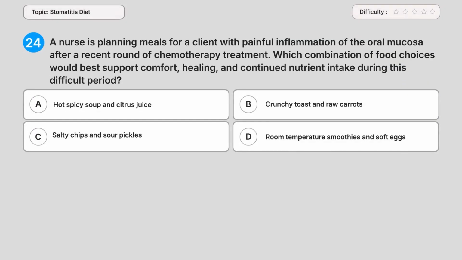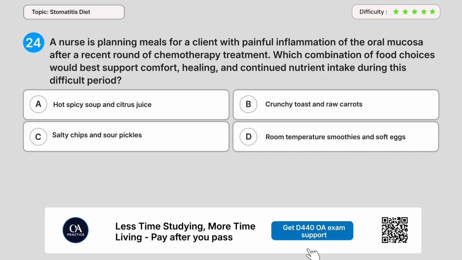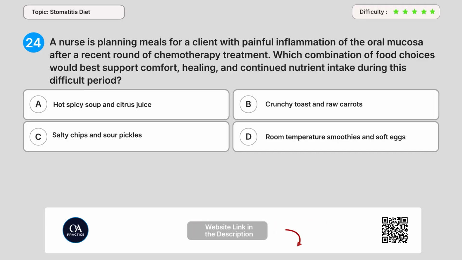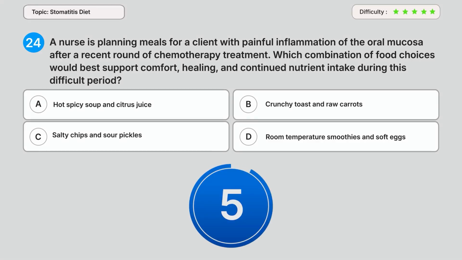24. A nurse is planning meals for a client with painful inflammation of the oral mucosa after a recent round of chemotherapy treatment. Which combination of food choices would best support comfort, healing, and continued nutrient intake during this difficult period? A. Hot spicy soup and citrus juice. B. Crunchy toast and raw carrots. C. Salty chips and sour pickles. D. Room temperature smoothies and soft eggs. Do you know the answer?